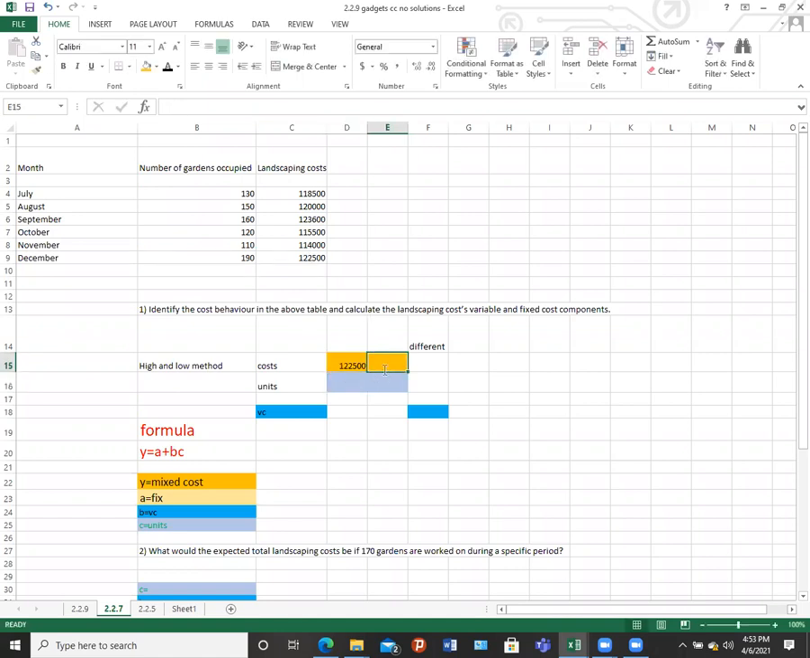And then our lower cost is going to be 114,000. All of us, we agree, yes?